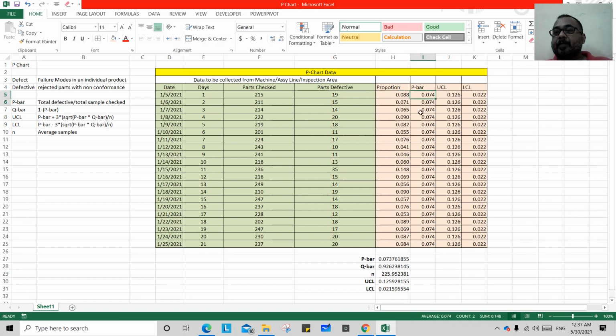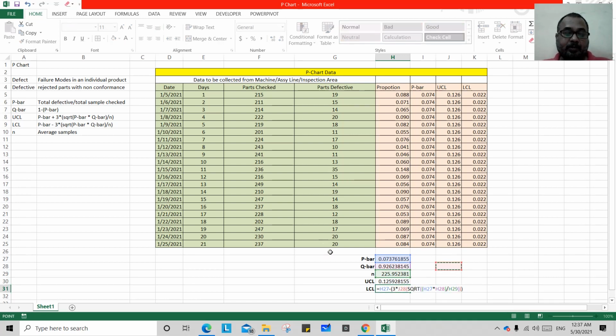P bar gives you the mean. UCL gives you the upper limit, and LCL gives you the lower limit. Every formula is being done here. I can share this file with you if you wish.